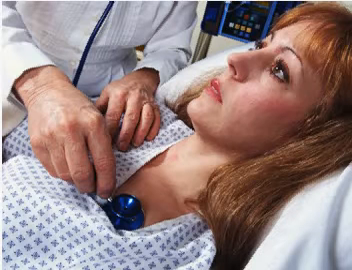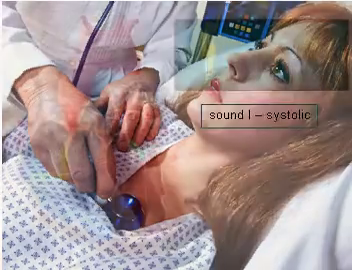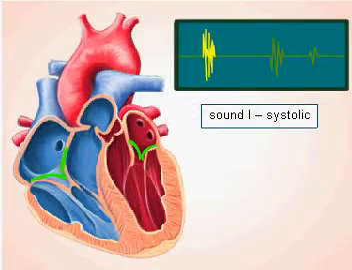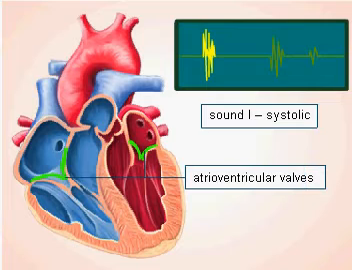By using a stethoscope, we can hear two heart sounds, which are repeated rhythmically. The first sound is lower and longer. It is brought about by vibrations of the atrioventricular valves snapping shut. The first sound indicates the beginning of ventricular systole, which is why it is sometimes referred to as the systolic sound.